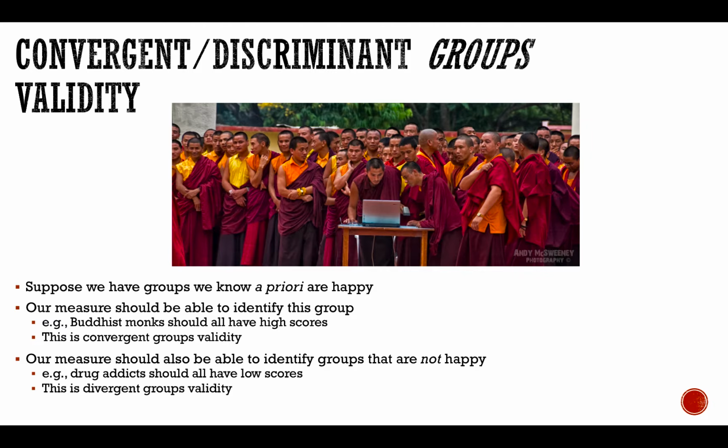Suppose we have groups we know a priori are happy. Our measure should be able to identify this group. For example, you might say that Buddhist monks should have high scores on a happiness measure. If that's the case, then we call this convergent groups validity. As opposed to divergent groups, our measure should also be able to identify groups that are not happy. You might say that drug addicts should have very low scores on happiness. If that's the case, then we have divergent groups validity.